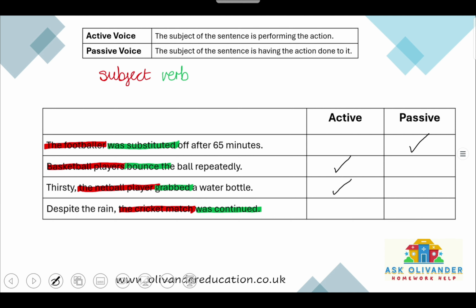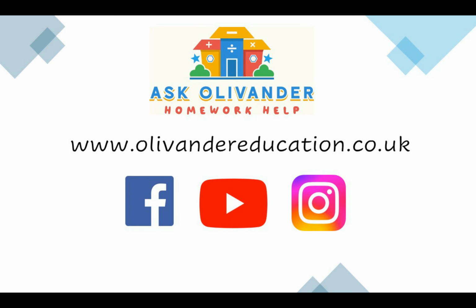The answer, of course, is that an umpire continues the match, and therefore the sentence in this form, the cricket match was continued, is passive. You could now think of it as, despite the rain, the cricket match was continued by the umpire. This makes it passive.